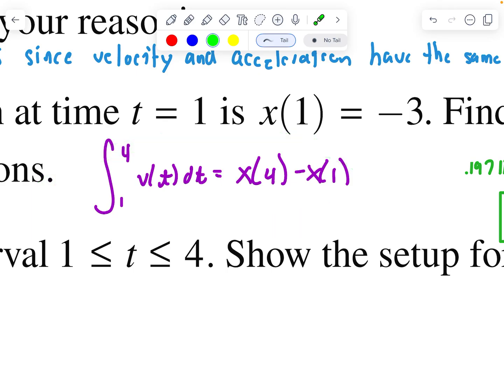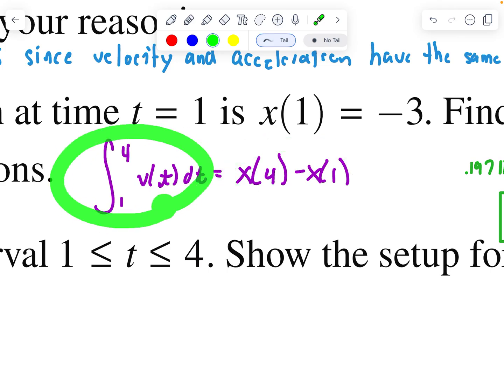This concept is for sure on the AP exam also, so you've got to make sure you understand those. A lot of times it's not velocity. It'll just say that this is f prime. So you do the integral of f prime, and you know that it's going to be f of 4 minus f of 1. And then one of these pieces of information is always given.